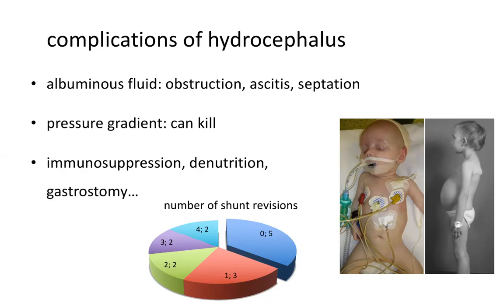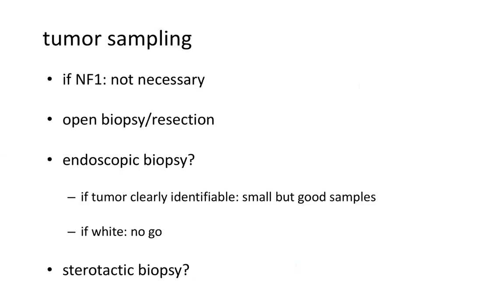And also, when we operate, these patients are very often immunosuppressed. They show cachexia. They may need a gastrostomy. And the patient on the left had her gastrostomy a few days after shunt insertion, and she developed a meningitis due to Streptococcus D bacterium. And this is the number of shunt revisions in the series. A few lucky children had no shunt revision, but most of them had 1 or 2 or 3, even 4 shunt revisions. Tumor sampling is another aim of surgery.